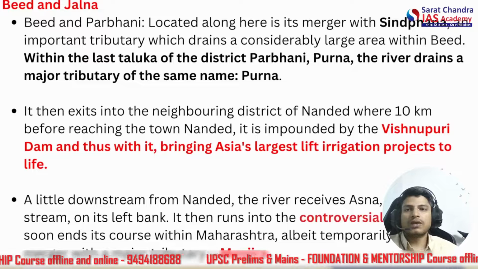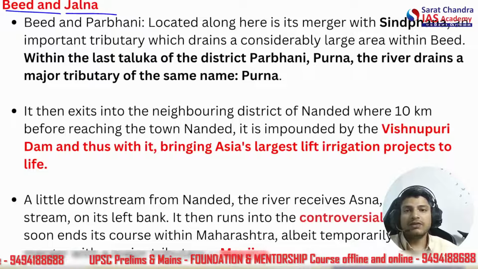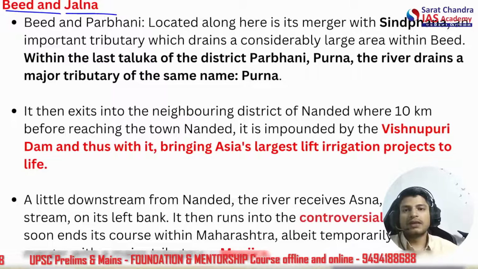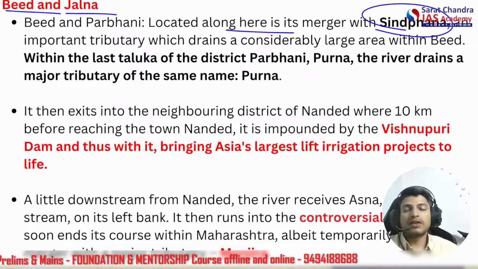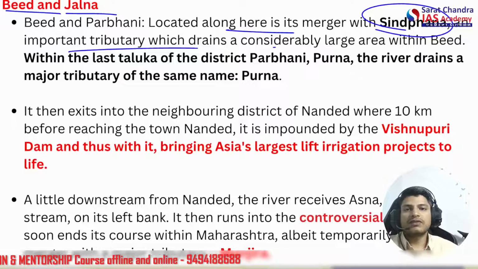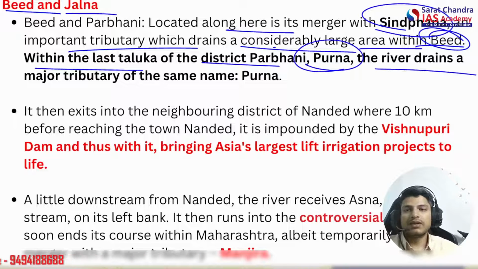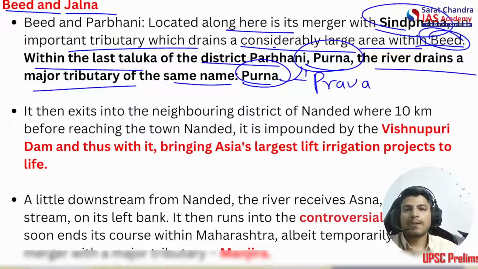Furthermore, we come to the next districts known as Beed and Jalna. What do we find here? Located along here is a merger with the Sindphana, another small tributary of Godavari, an important tributary which drains a considerable large area within the Beed district. Within the last taluk of district Parbhani, the river drains a major tributary of the same name, Purna. So major tributaries we saw two, Pravara as well as Purna.